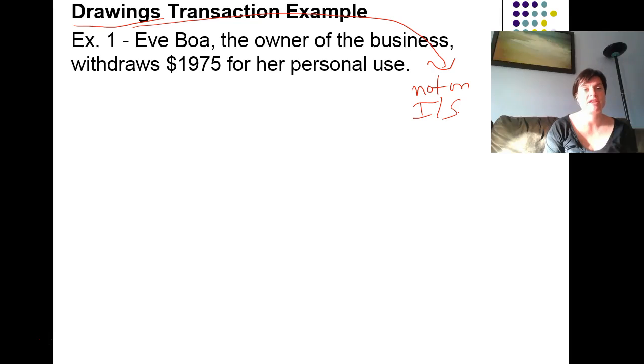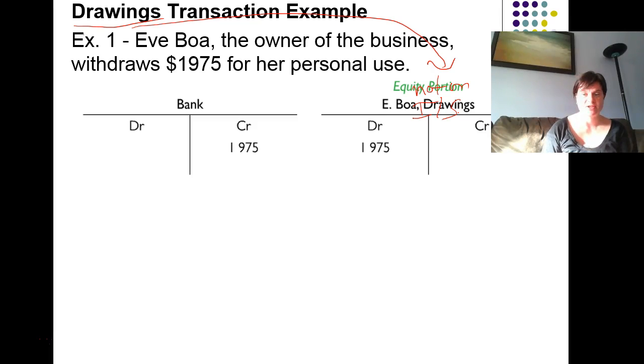So the first example here, Eve Boa, the owner of the business, withdraws $1,975 for her own personal use. So we know that we're going to credit cash because cash is going to go down. And what account are we going to debit? Well, before we would debit owner's equity or capital, but now we have a drawings account. And so here we are, and sorry, I shouldn't have done that, but written on there. But we are going to debit drawings because we know that drawings decrease capital. Capital decreases on the debit side, and therefore drawings are debited, and we're going to credit bank.